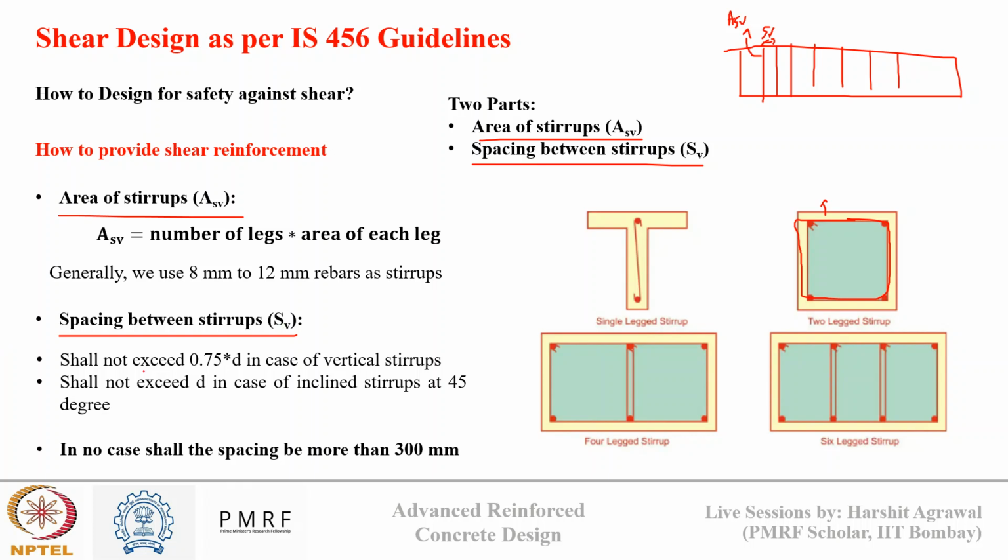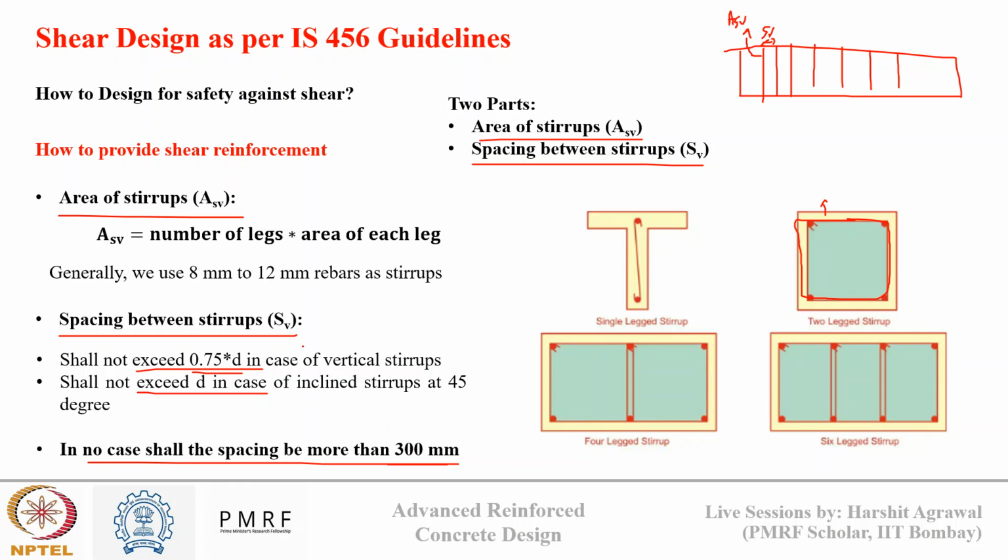Okay, in no case should spacing exceed 0.75 times d, or in inclined stirrups it can't exceed d, and in no case should it exceed the value of 300 mm. So whatever SV we determine, we check with these two values. If it is lower than these two values, it is okay. If it is higher, then we need to provide these values.